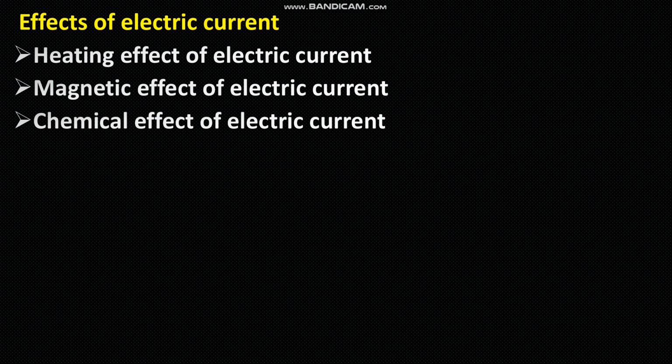In a conduction tester, if the liquid conducts electricity, the bulb glows. Why? Because when the current is passing through the wire, the filament of the bulb gets heated up and the bulb glows. So here a part of electricity is converted to heat energy. That is the heating effect of electric current.